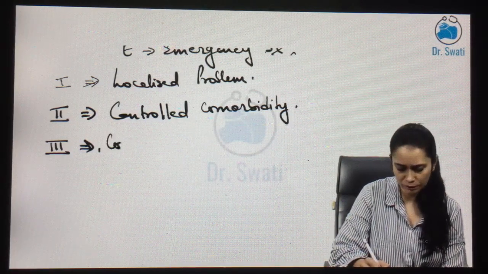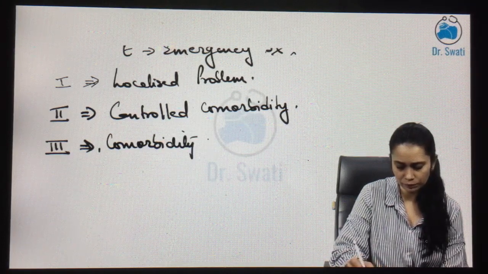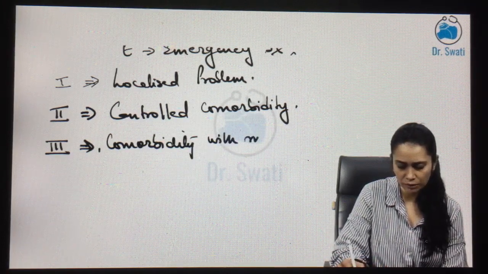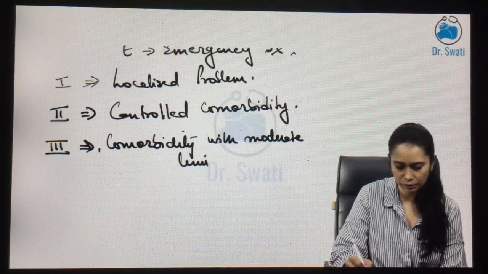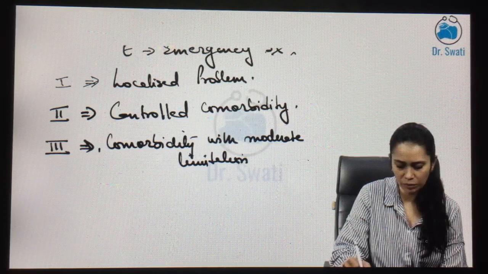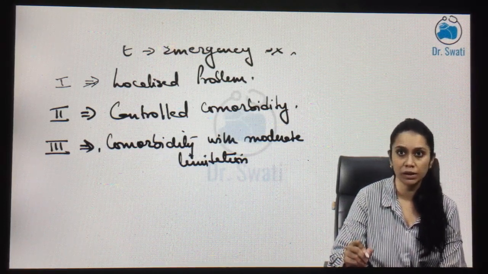So comorbidity with moderate limitation, right? It is comorbidity with moderate limitation. Patient has a comorbidity with moderate limitation.